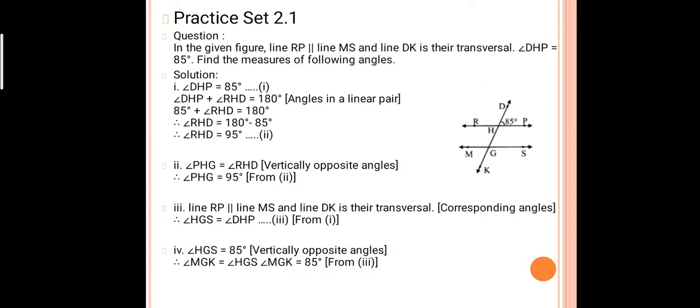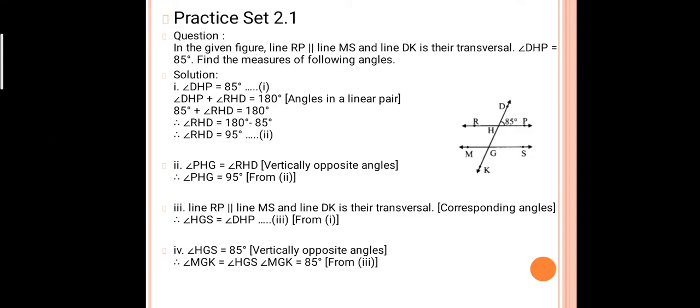Students, and the corresponding angles. What is a corresponding angle? If one pair of corresponding angles formed by the transversal of two parallel lines are of equal measure, the alternate angles formed by the transversal of two parallel lines are also of equal measure. So on the basis of this parallel line property, our practice set 2.1 depends. Students, we just have to remember in which example we are using which theorem.